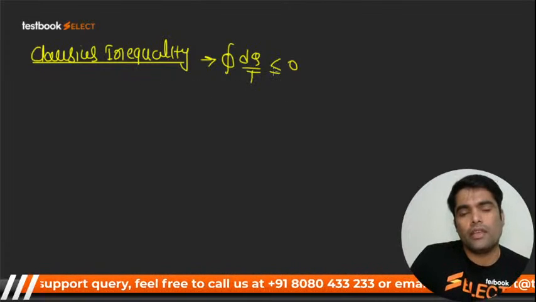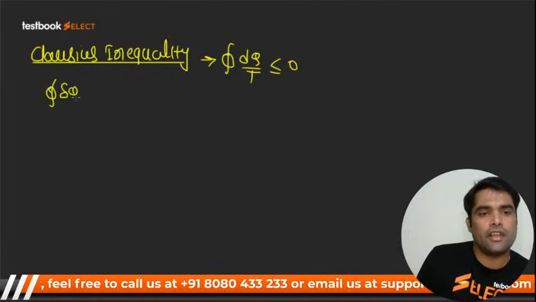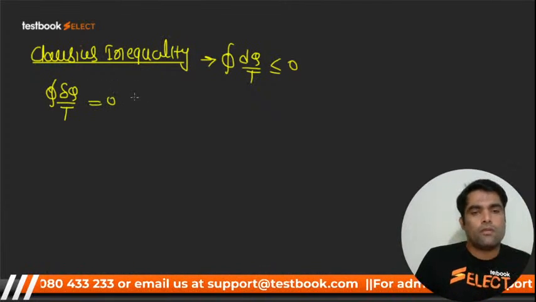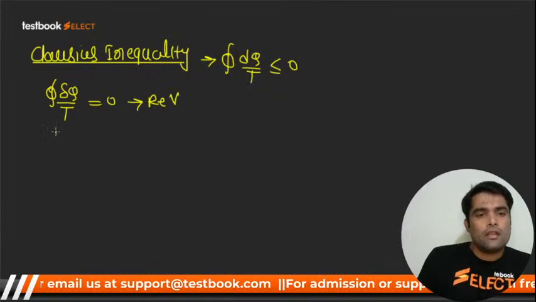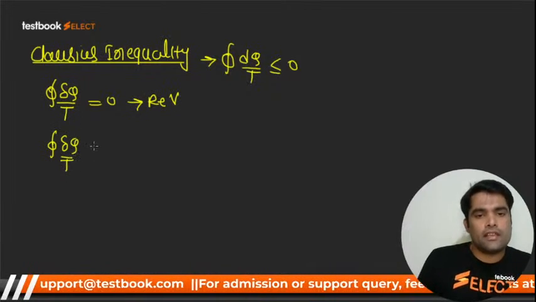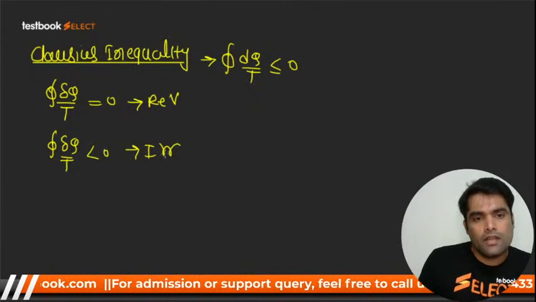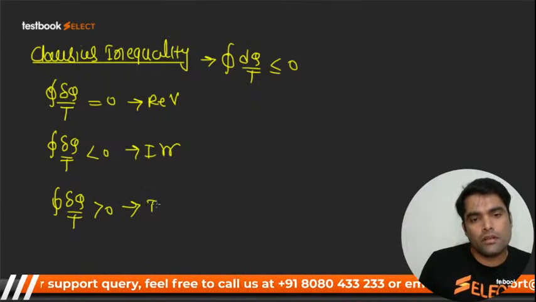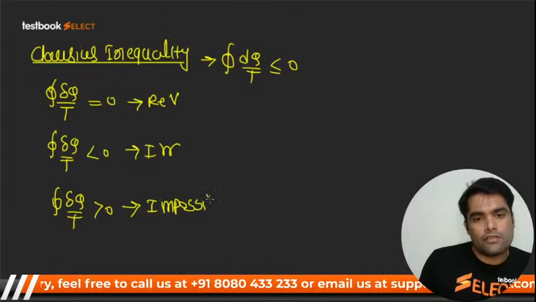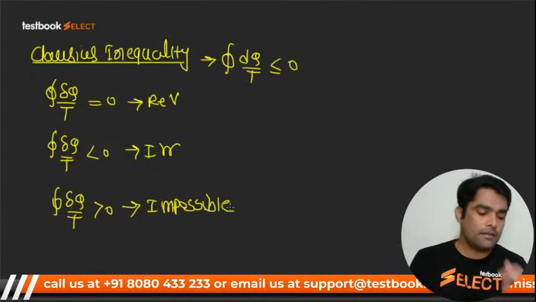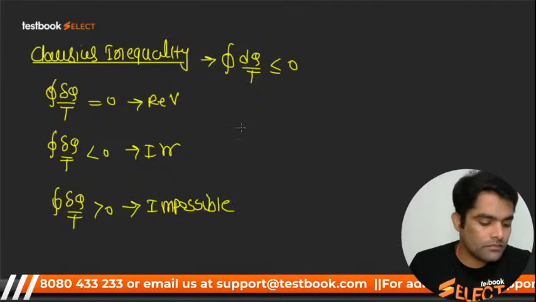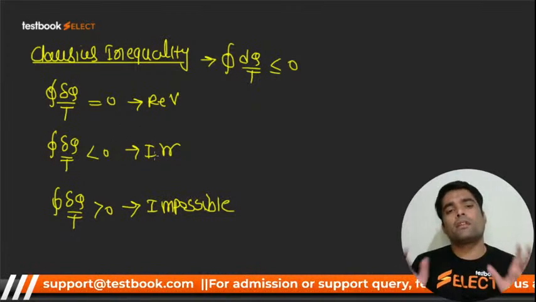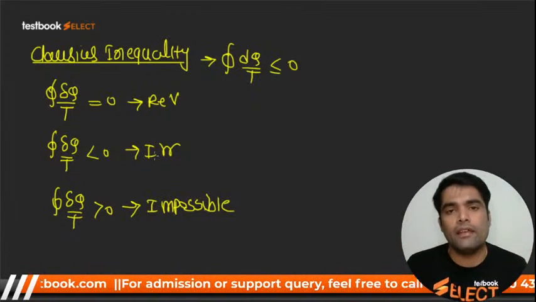And you know the equality sign: cyclic integration of dq by T is equal to 0 for reversible. Cyclic integration of del q by T is less than 0 for irreversible. And cyclic integration of del q by T greater than 0 is impossible. It is not possible. Okay, you have to keep that in mind. I hope you got it. This is all about Clausius inequality. Based on this, we have defined entropy.